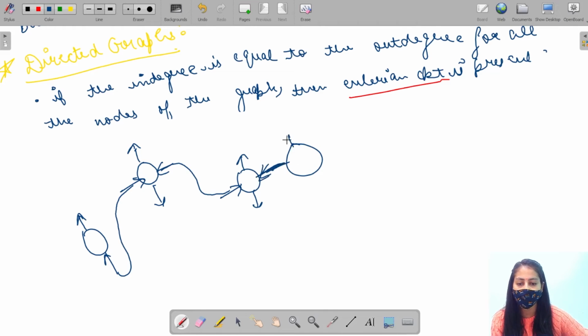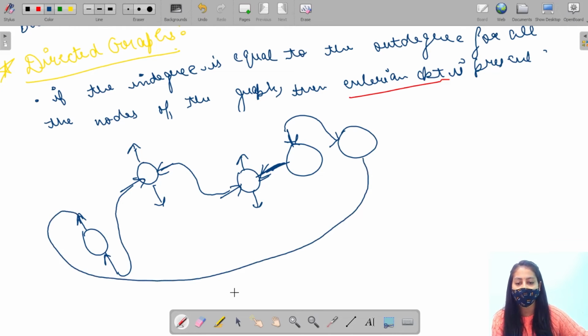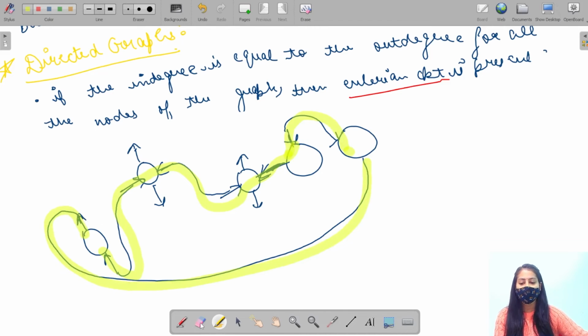The out degree is 1, so the in degree must also be 1. Now this should also be connected with something. The in degree of this is 1, so the out degree should also be 1. So you can see that an Eulerian circuit is present in this type of graph. You can visit all the edges and return back to the same node. So the Eulerian circuit is present.